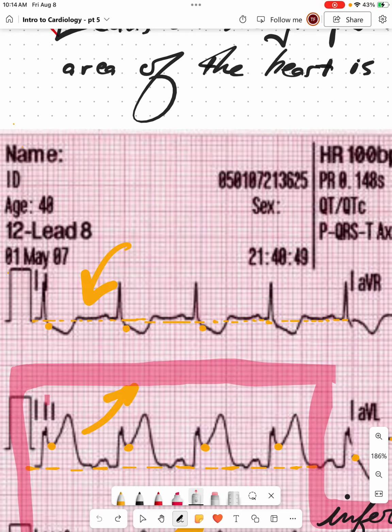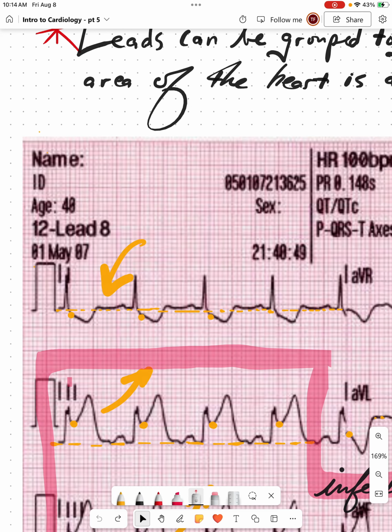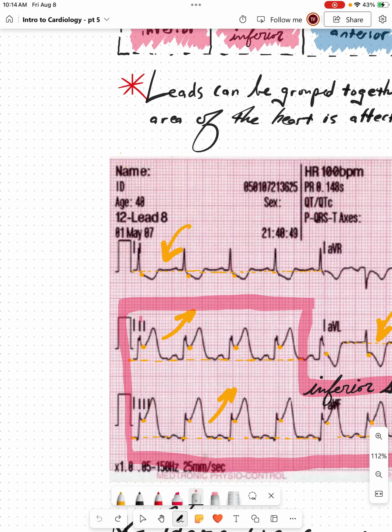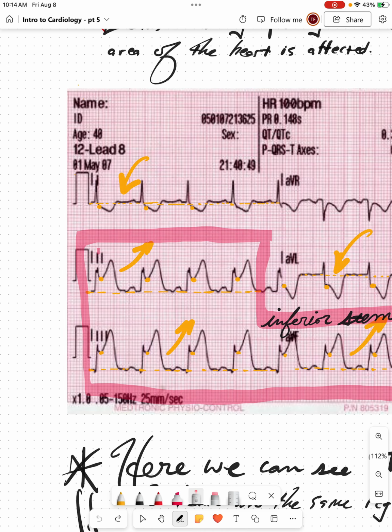So anyway, I got my iso lines drawn, and I want to find my J point. My J point, the very end of that QRS complex, is right there, right there, right there. And that is low. It is depressed. So what that signifies is that in the lateral portion of the heart, there is ischemia.